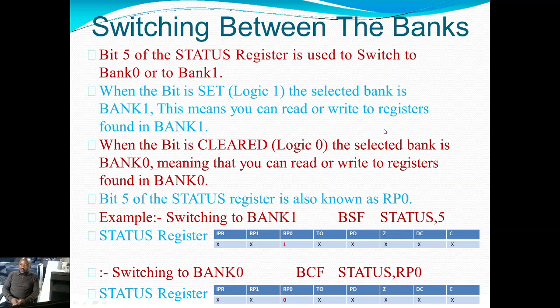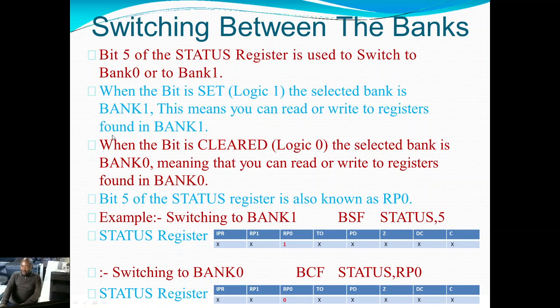Now, how do we switch between the banks? We talked about using bit 5 of the status register to switch between the banks. When we set bit 5 of the status register, that means we go into bank 1. And then that means we can access, read or write to the registers in bank 1 after switching to bank 1. We first switch to bank 1, then we can access registers in bank 1, and be able to read and write to those registers.